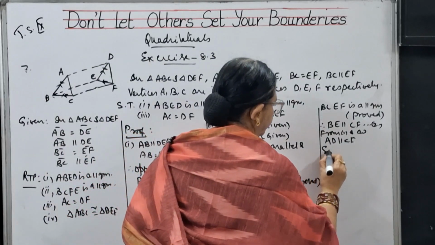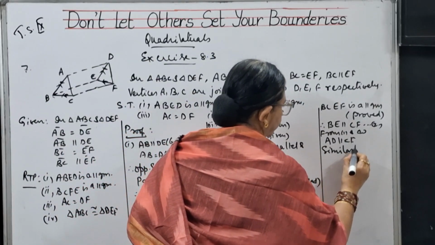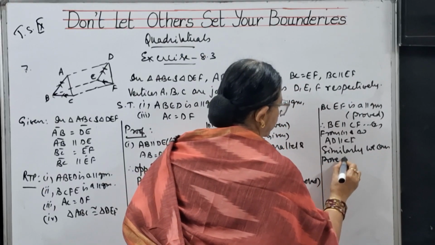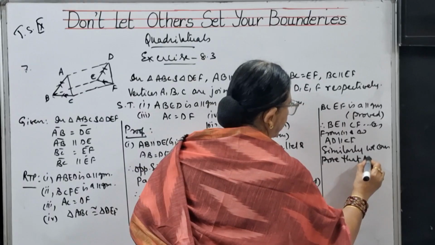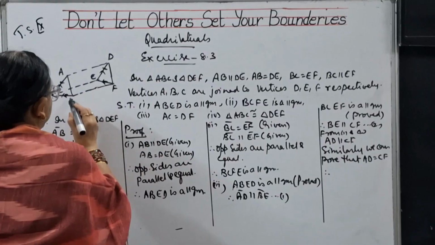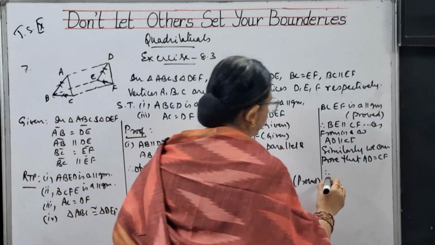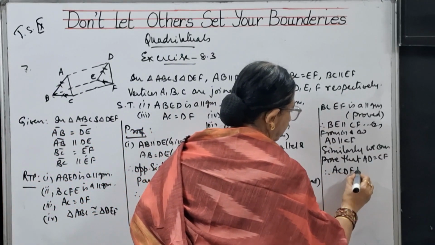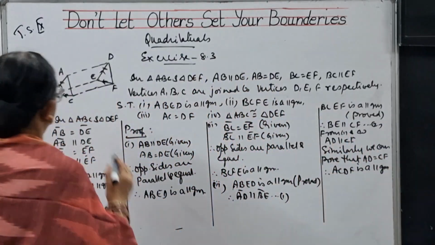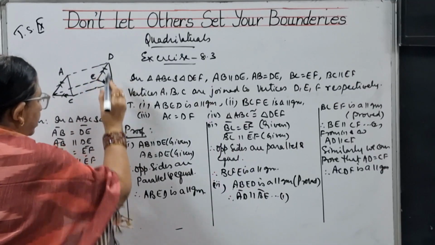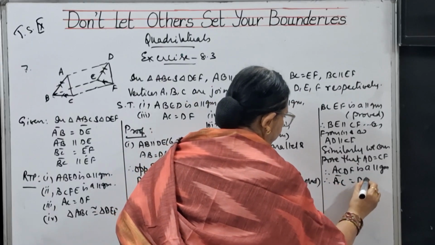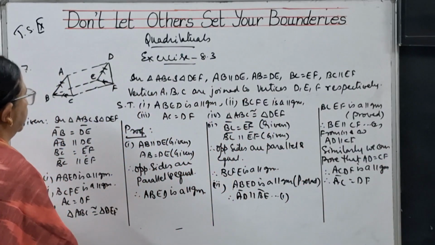Similarly, we can prove that AD is equal to CF. Therefore, what can we say? ACDF is also a parallelogram. If ACDF is a parallelogram, AC will be equal to DF. So this is how the third bit we can prove.